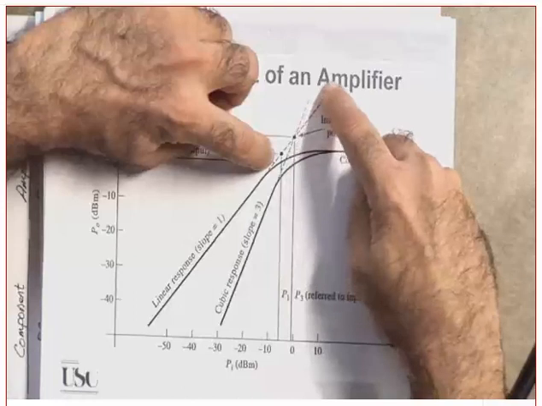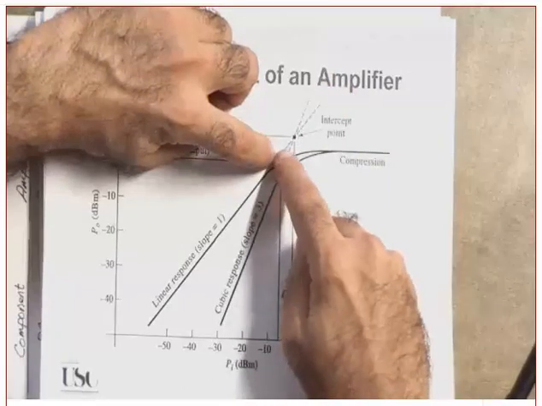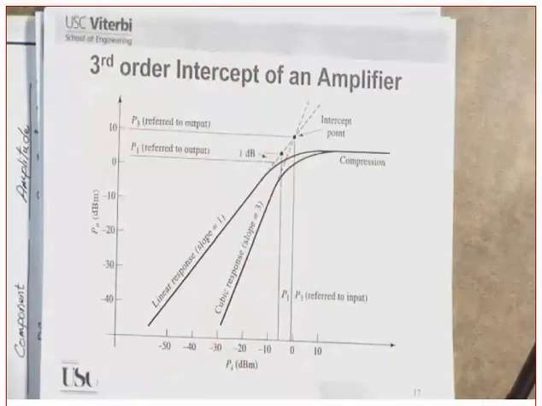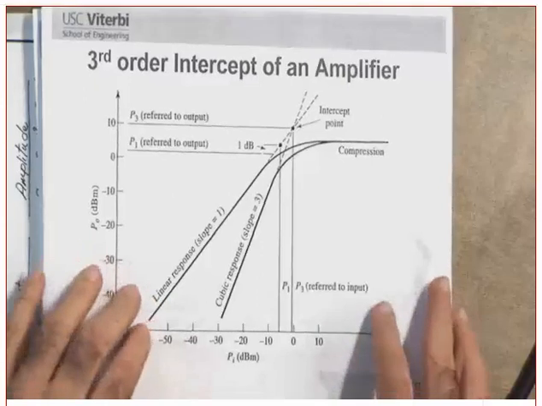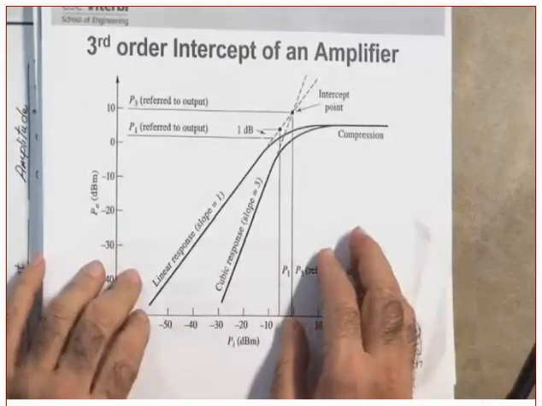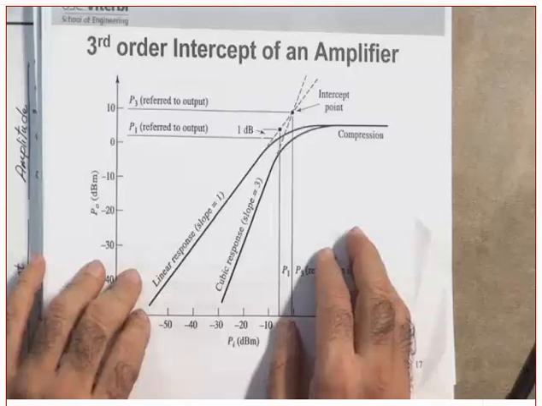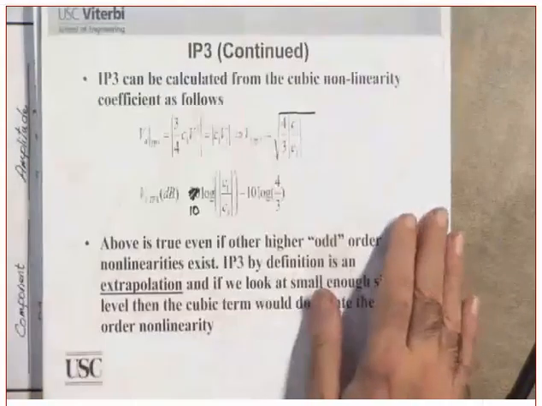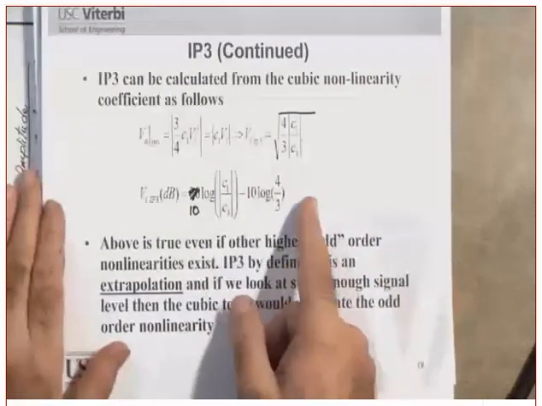The more linear the device is, this one will be higher. This one also will be higher. Yes or no? So keep that in mind. We'll talk about the dynamic range and stuff like that shortly. Clear? Okay, good.